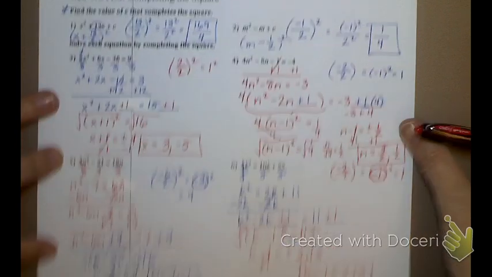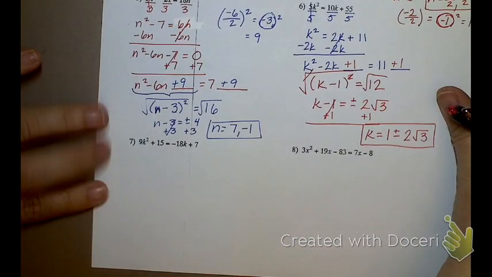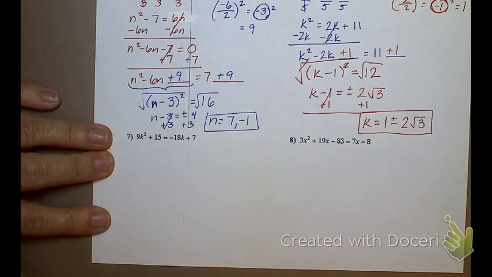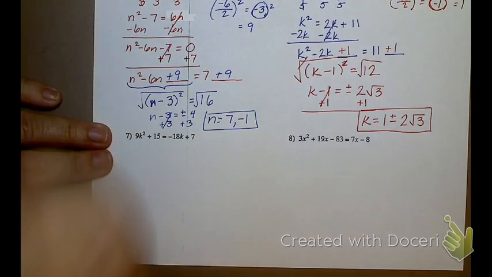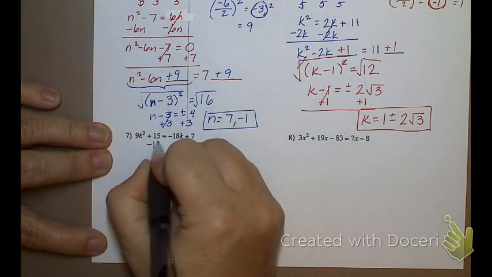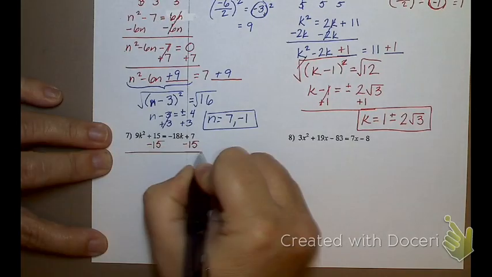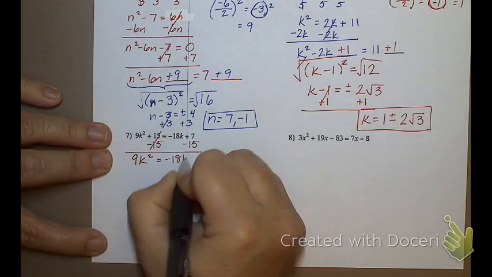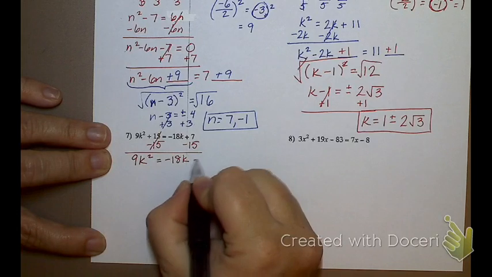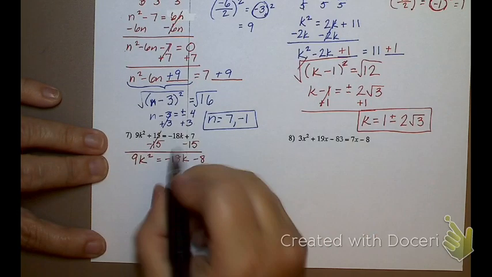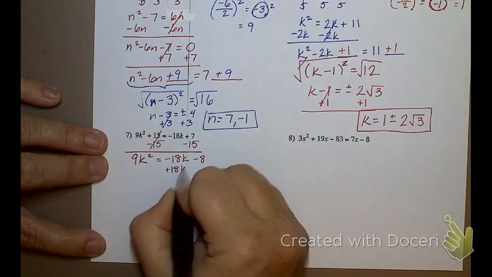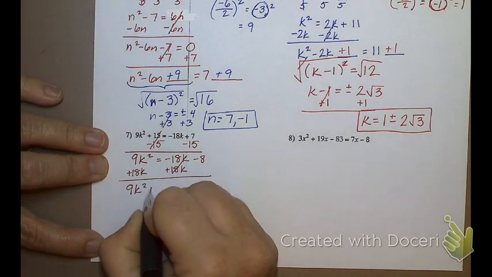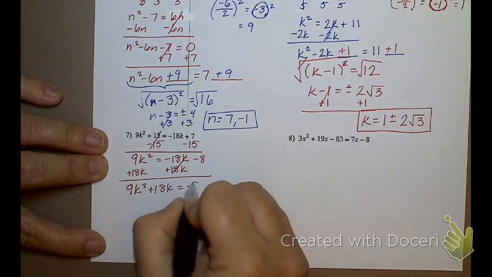All right. Moving down to number 7. Let's get everything on the side it needs to be on first. So what should I move? Subtract 15. Okay. Subtract 15, that gives me 9k squared equals negative 18k. And then 7 minus 15 is negative 8. Then add 18. Now I'm going to add 18k. That gives me 9k squared plus 18k equals negative 8.